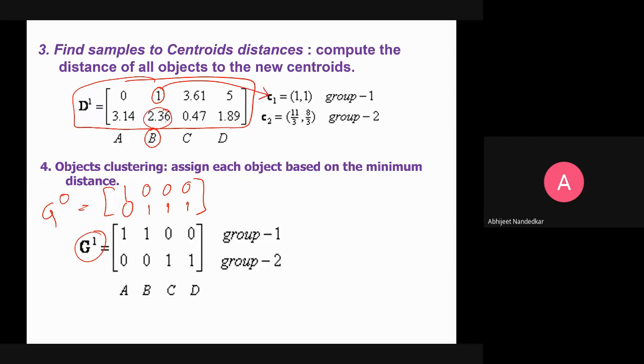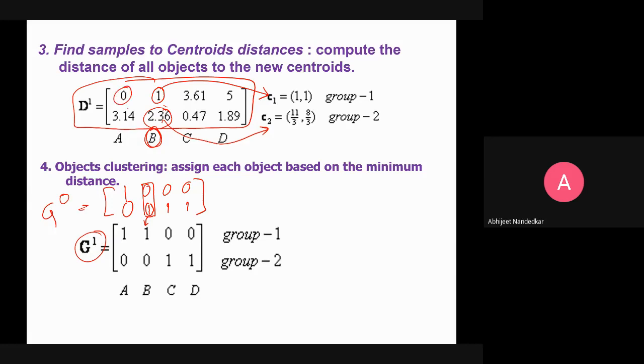Its distance with C2 is more than C1. But we have assumed this point B earlier belongs to group 2, so this needs to be swapped. So you can see that we have swapped this here. We have changed the position of sample B from group 2 to group 1. Okay. For the remaining, you can check.